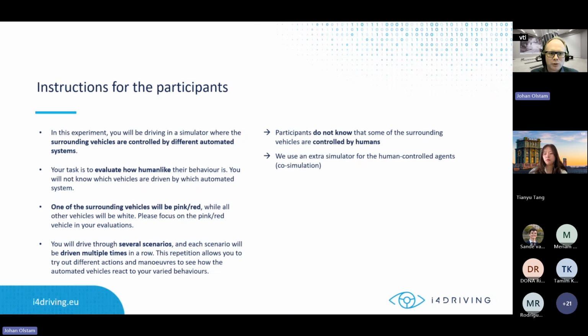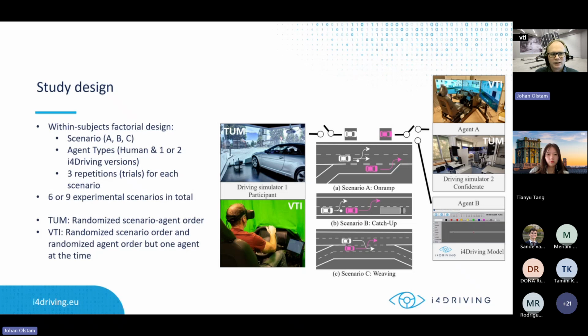For the case with the human-controlled agent, we used this kind of co-simulation setup, which looks something like this. Here on the right, we see the participants in what we call driving simulator 1. In Tomo, it was a real vehicle cabin with screens on the side to get enough field of view. In VTI, we used an extended reality setup, where this green part here is replaced by the virtual environment. The white vehicle here is driven by the participants and interacted with the agent in three different scenarios. If the agent was driven by another human, it was using another driving simulator in another room, which the participant didn't know about. And in the cases where it was driven by the model, it was the i4 driving model.